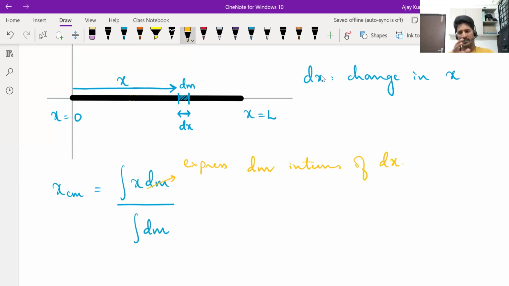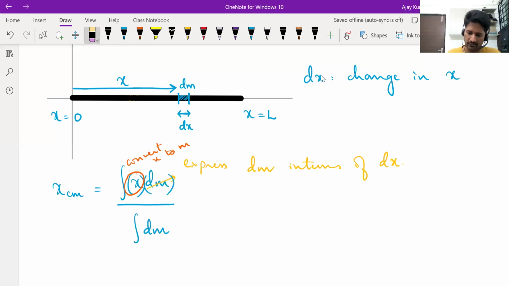The variable in which the function is written, the function here is x, and the variable with respect to which you are trying to integrate should be the same. Here the function is in terms of x, but you are trying to integrate with respect to mass. Cannot be done. So you have to convert it to a single variable first. You can express dm in terms of dx. There is another thing also you can do. You can change x to m terms. You can convert x to m.